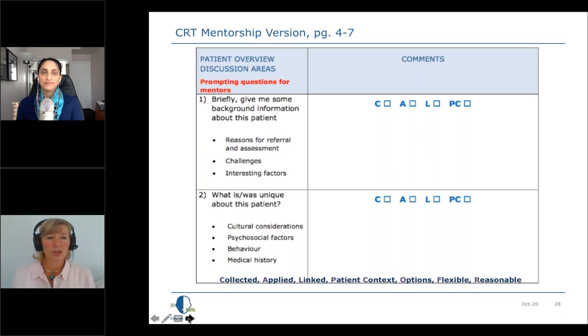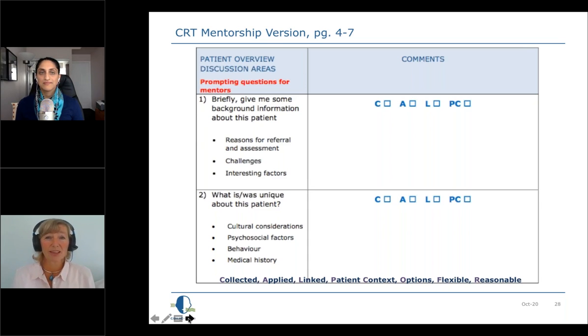So let's just take a look at the first question. Briefly, give me some background information about this patient. You're going to ask that question and get the response from the mentee. Now, you can also see there's some bullet points there. Now, you might ask somebody this question and they say they're 4 years old. Well, that's not a lot of background information to go on yet.